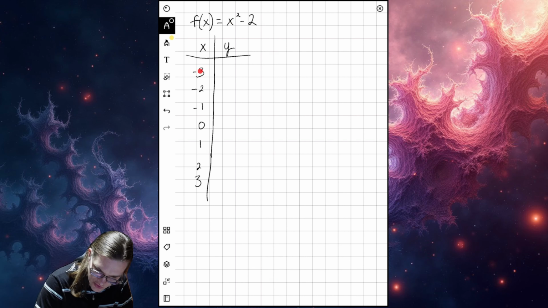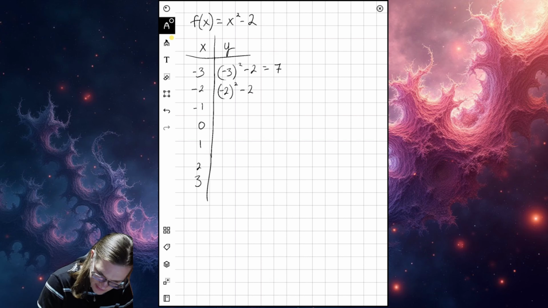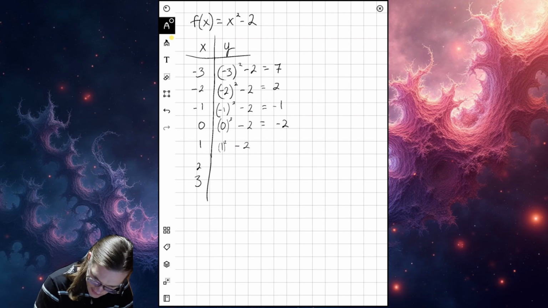So if we square negative 3, we'll have negative 3 squared, and then we subtract 2, we'll have 9 minus 2 is 7. Negative 2 squared minus 2 will be 4 minus 2 is 2. Negative 1 squared minus 2 is 1 minus 2, which is negative 1. 0 squared is just 0. Minus 2, that gives us negative 2. 1 squared is 1. Minus 2 will give us negative 1. 2 squared minus 2 will be 4 minus 2. That gives us 2. 3 squared minus 2, again, 9 minus 2 is 7.